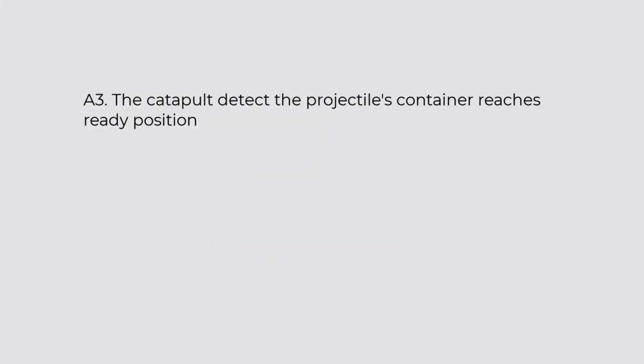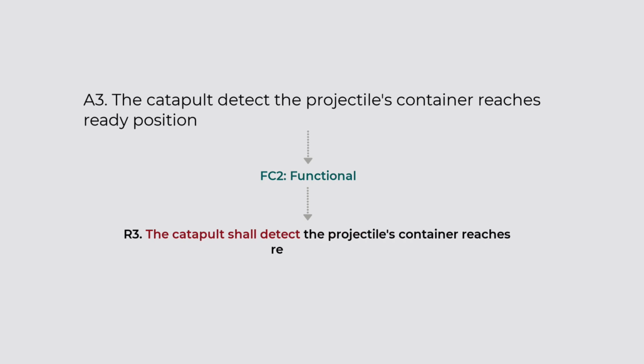The third activity, or A3: the catapult detects the projectile's container reaches a ready position. Let's determine which formula we should use. Since activity 3, or A3, implies the catapult, or the device, performs the action, A3 is a functional type. Because A3 is a functional type, we use the formula FC2. Therefore, we convert it to: the catapult shall detect the projectile's container reaches a ready position.